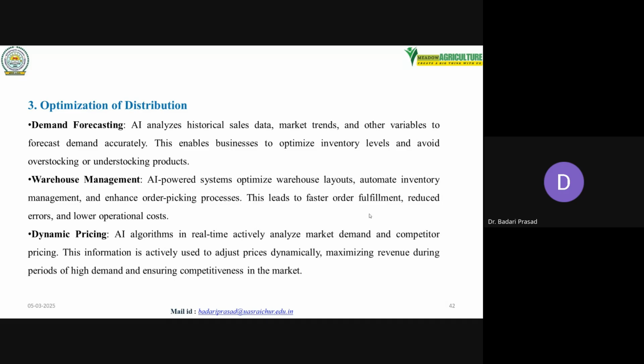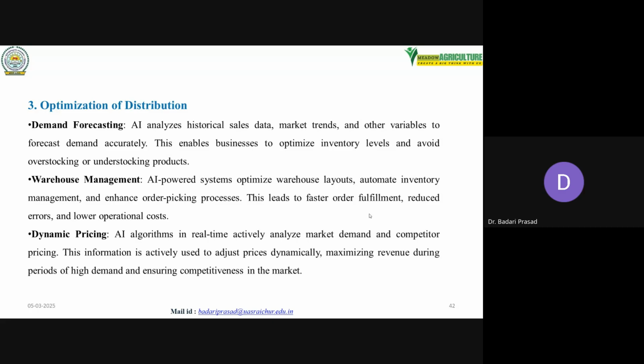Similarly, dynamic pricing. This is one popular term we hear every day, either with respect to aeroplanes, or flights, or premium quality trains.